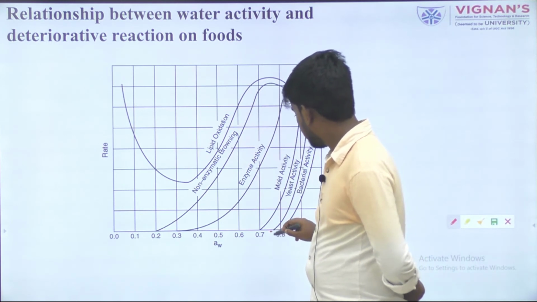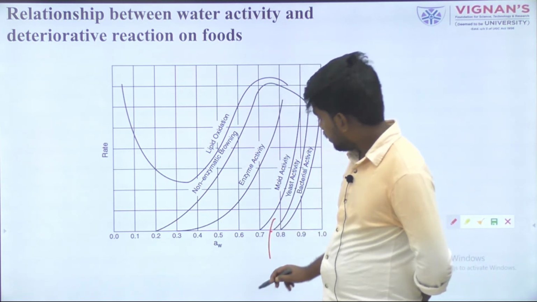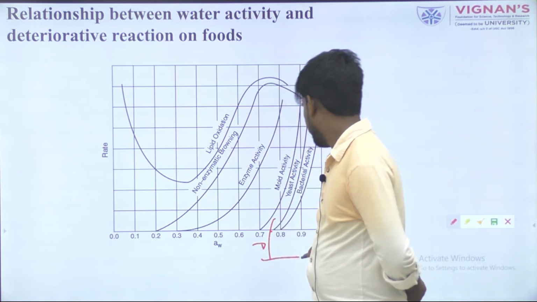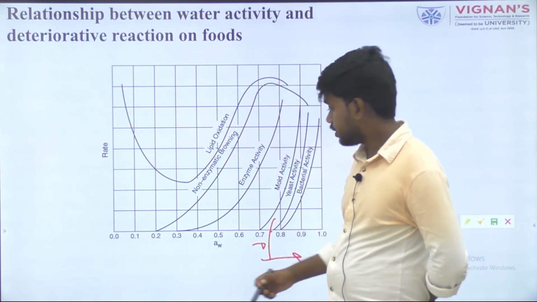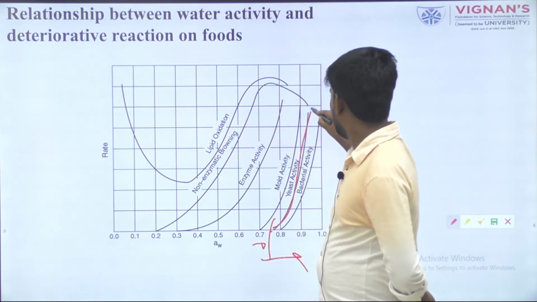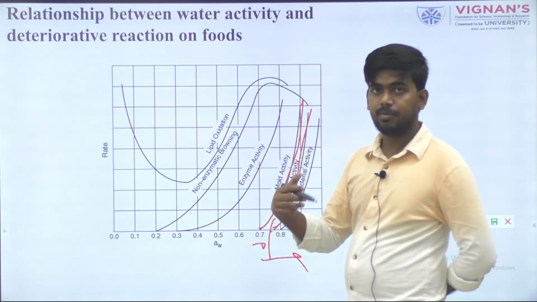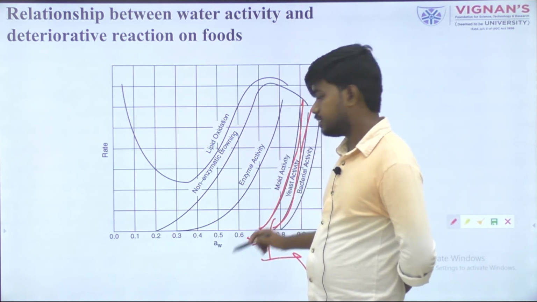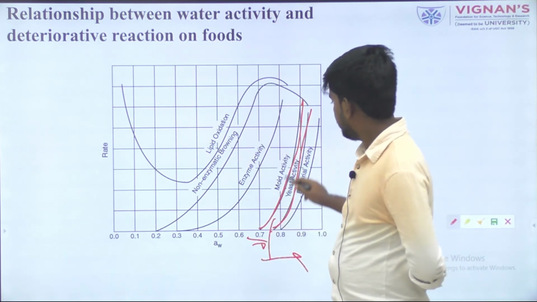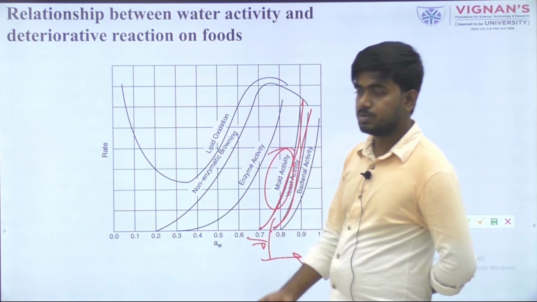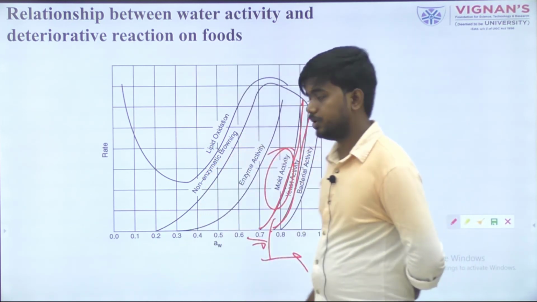Yeast activity is near about after 0.75 water activity. If it is more, then yeast activity will start, and if the material has water activity greater than 0.7, then mold activity is responsible for deterioration of the food product.